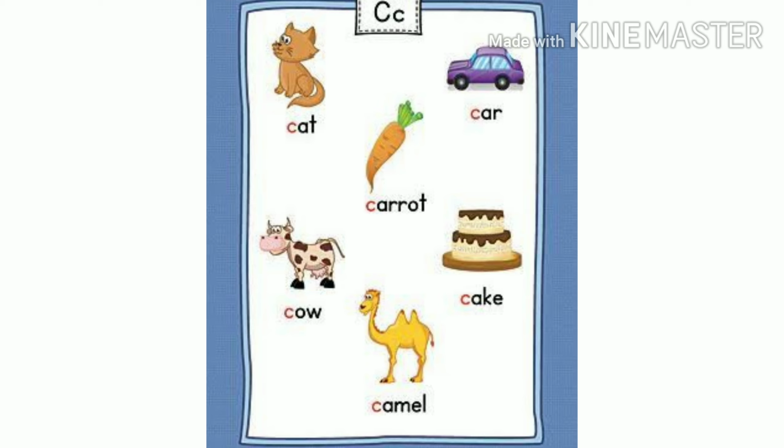C for cat. C, c, cat. C for carrot. C, c, carrot. And C is the third letter of English alphabet series.